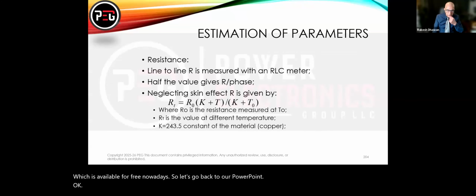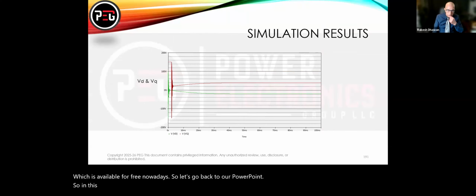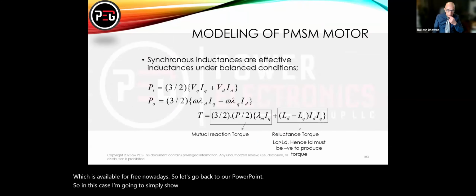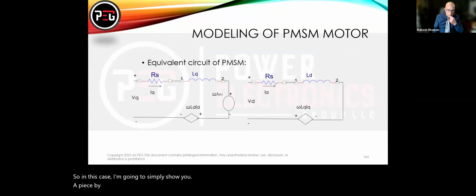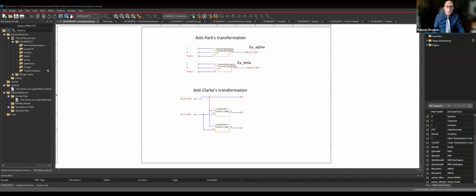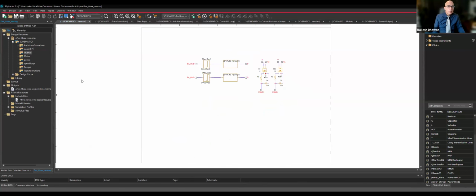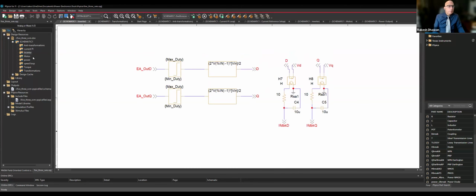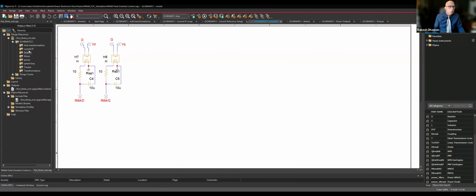Okay, so in this case I'm going to simply show you the PSPICE implementation here. Again, you can download this from TI's website, PSPICE. I've got two simulations here, and let me start with this one. What we have here is, I'm going to show you the setup.